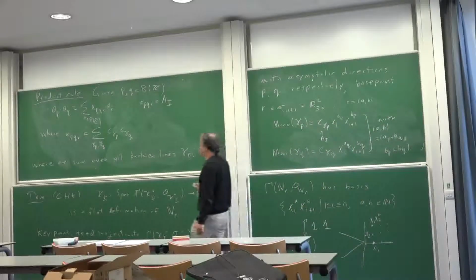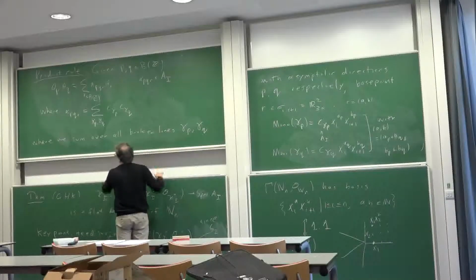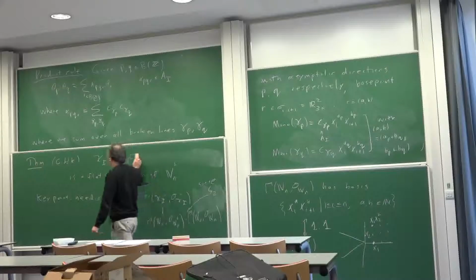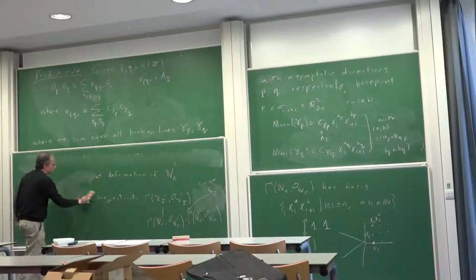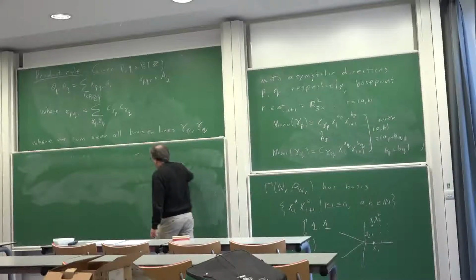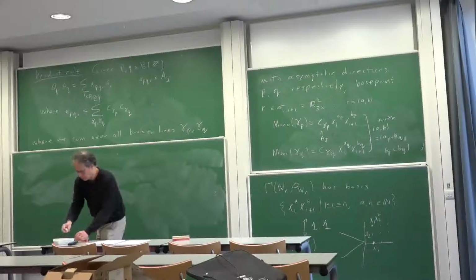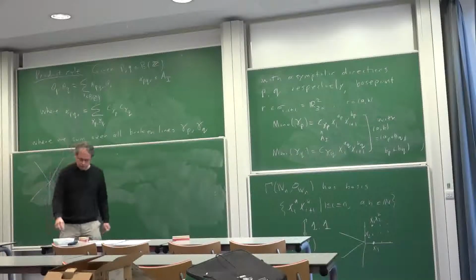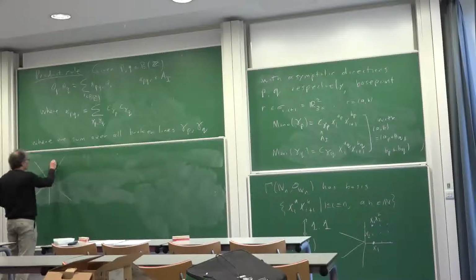So what does this mean pictorially? Again, we have this example of a scattering diagram. Here's B. We have these extra rays in the scattering diagram. And then we have points P, Q, and maybe R. And we want to look at broken lines which have asymptotic directions P and Q. So for example, we might have something like that.